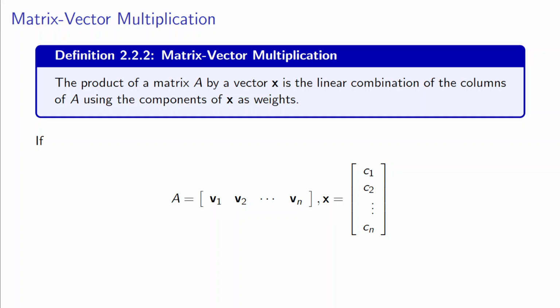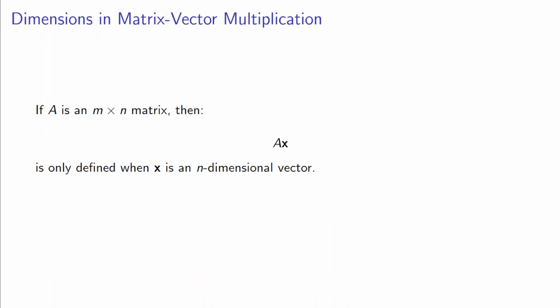So if we have a matrix whose columns are the vectors v1, v2 up through vn, and X is the n-dimensional vector with components C1, C2 through Cn, then AX is going to be the vector C1v1 plus C2v2 all the way up through CnVn. So we defined this concept of linear combinations in an earlier video, and so we're taking advantage of that here. So let's see an example of that.